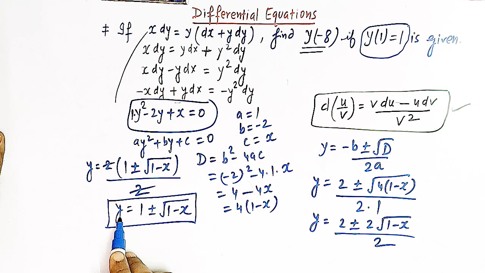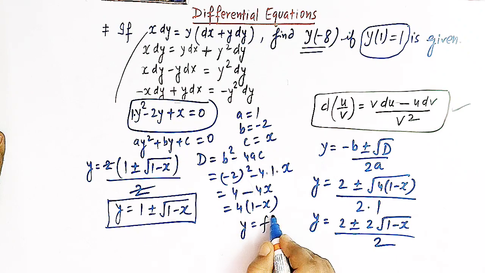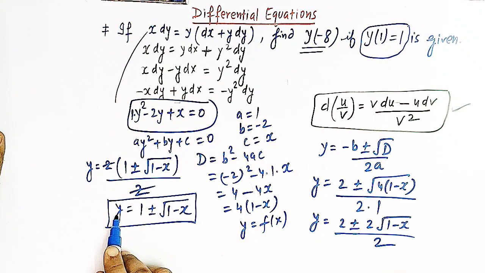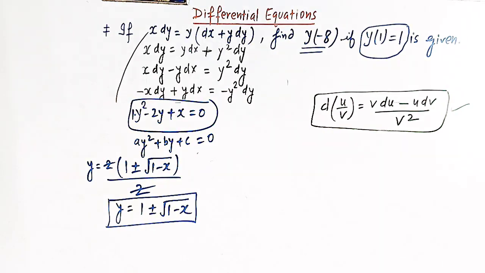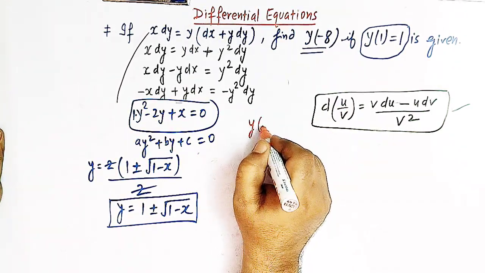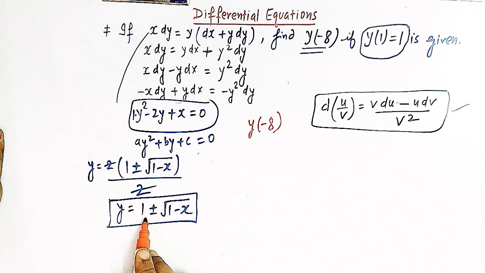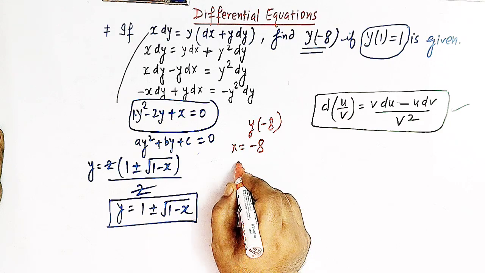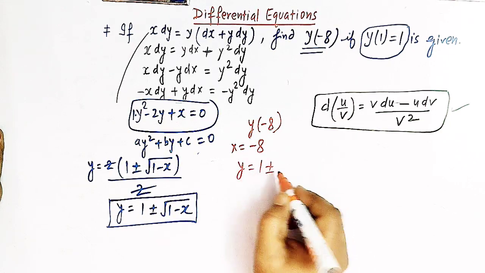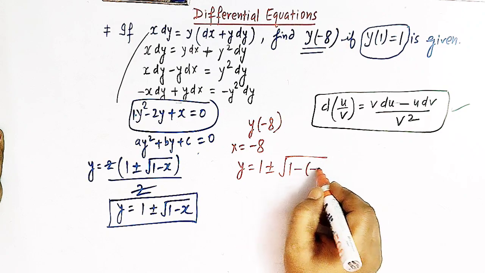Right? So here we can see that we have expressed y as a function of x. So if we take y is equal to f of x, then the function is y is equal to 1 plus minus square root of 1 minus x. So we can also find out the value of y of minus 8 using this result. Taking x is equal to minus 8 over here, we have y is equal to 1 plus minus square root of 1 minus 8.